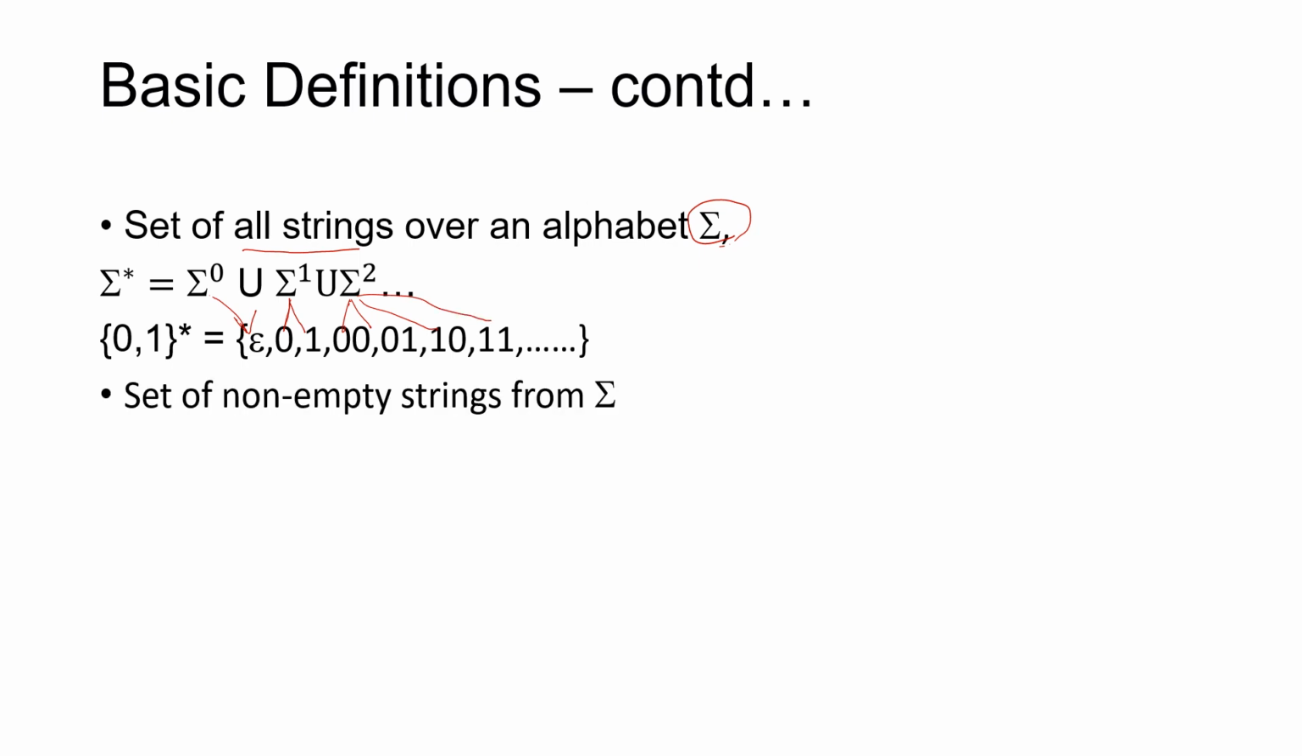Now, the set of non-empty strings. The only empty string is epsilon, so I should say the same set without epsilon. How do I represent it? I represent it with sigma power plus, which is the combination of sigma power 1 union sigma power 2 union sigma power 3 and so on. So now I can say that sigma power star is equal to sigma power plus union epsilon. Together you can say this as sigma power star.